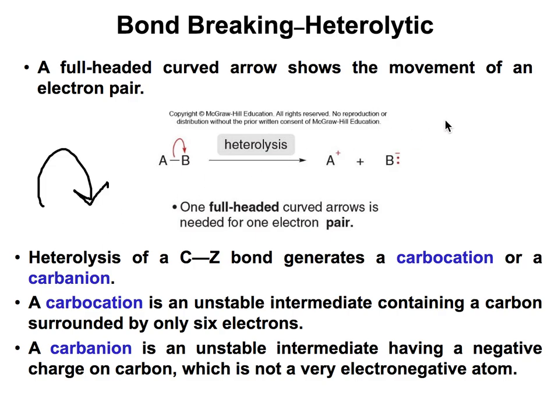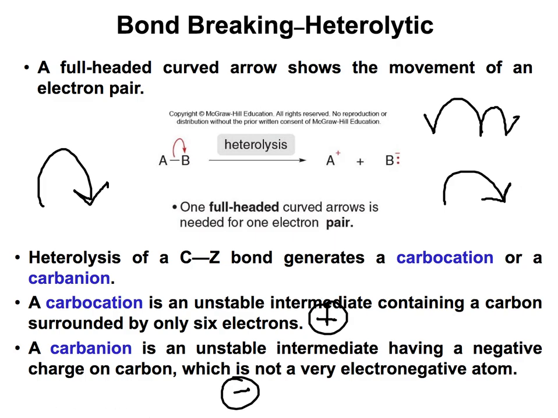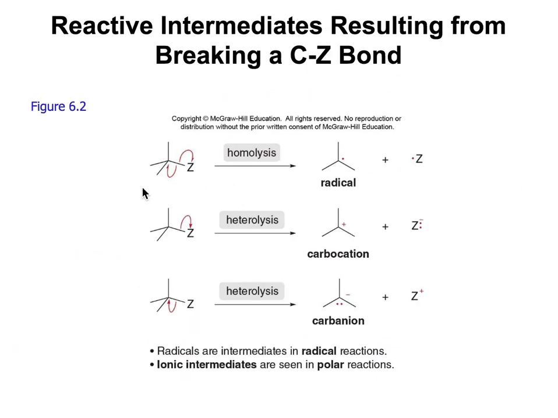So for homolytic, we'll do 1 and 2. And so for heterolytic, we'll do like the full arrow. So when heterolytic bond breakage happens, what you get is either a carbocation or a carbanion. So you've seen this before. A carbocation has a plus sign and the carbanion has a minus sign, right? So you are familiar with this.